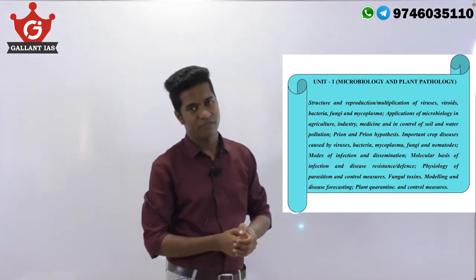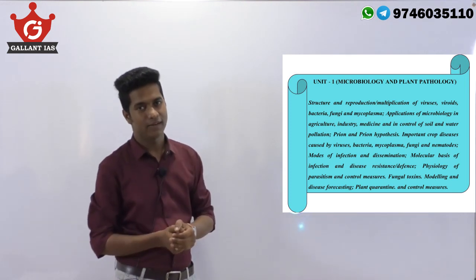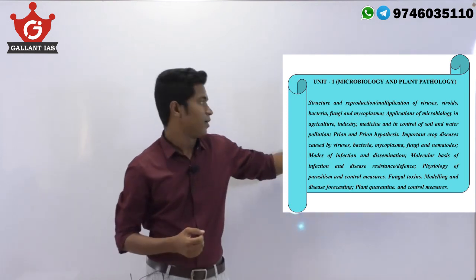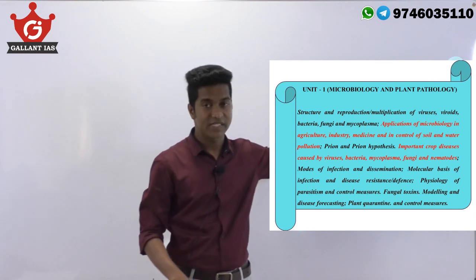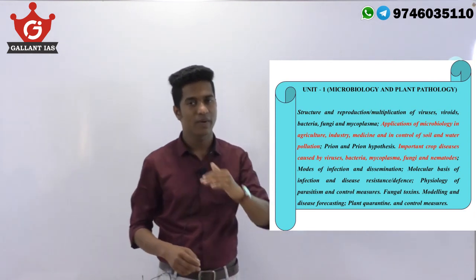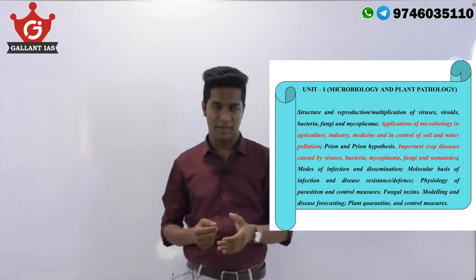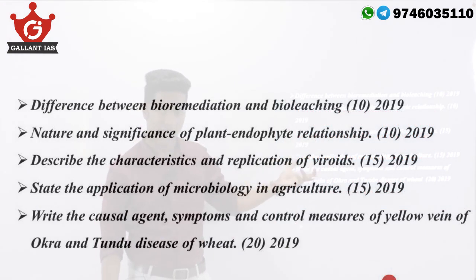Let's discuss the units of paper 1. The first unit of paper 1 is microbiology and plant pathology. Every year you get 4 to 5 questions from this unit. Give special emphasis to applications of microbiology and important crop diseases caused by virus, bacteria, fungi, nematodes and mycoplasma. Out of the 5 questions, around 2 to 3 questions are definitely from these two topics, applications of microbiology and important crop diseases. Keep this in your mind.